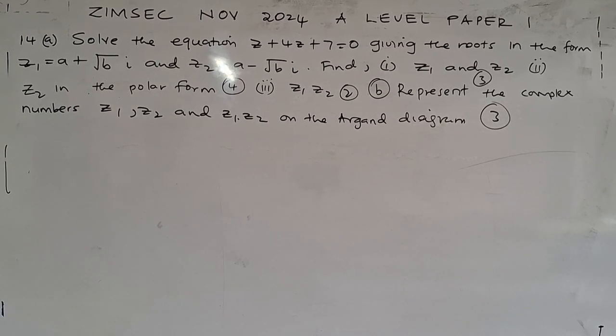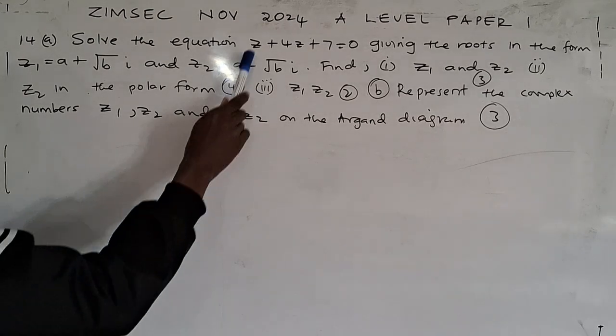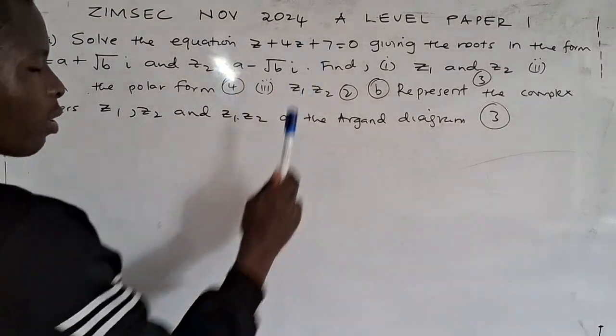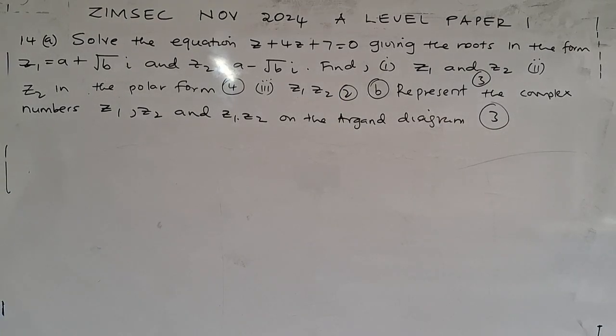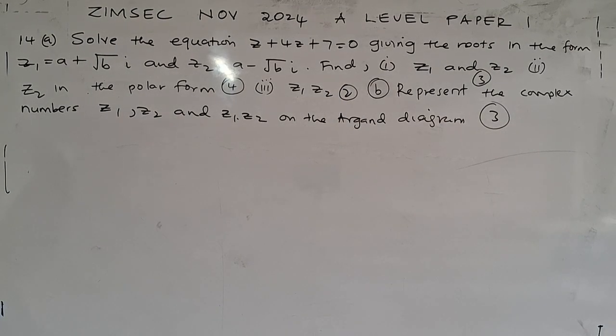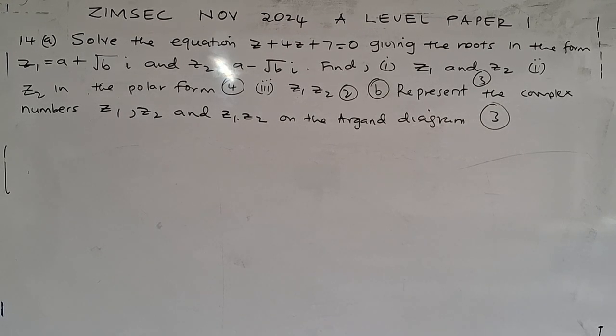Okay, so this is question number 40. Solve the equation z squared plus 4z plus 7 is equal to 0. Given the roots in the form z1 is equal to a plus the square root of bi and z2 is equal to a minus the square root of bi, find z1 and z2. This is the first question.